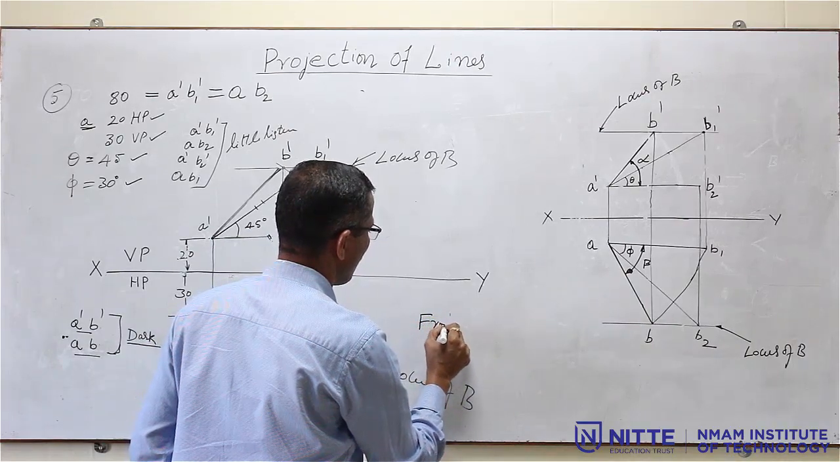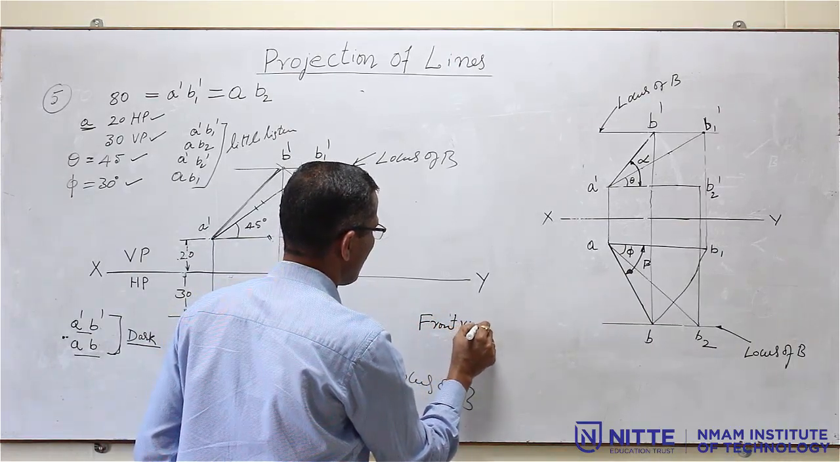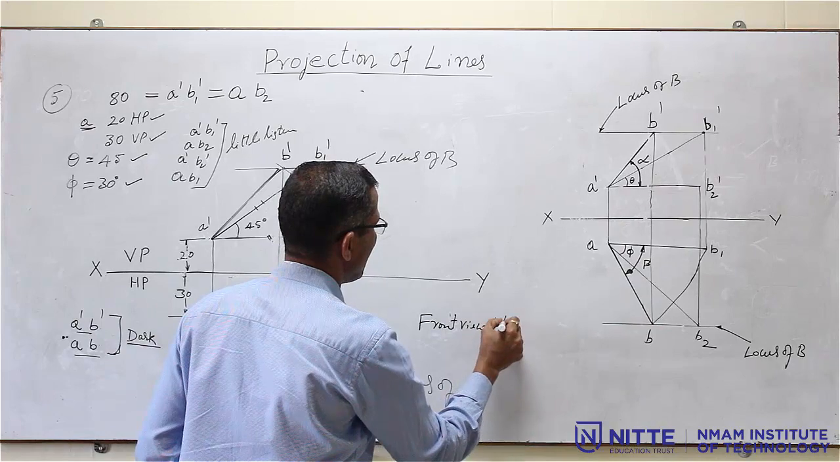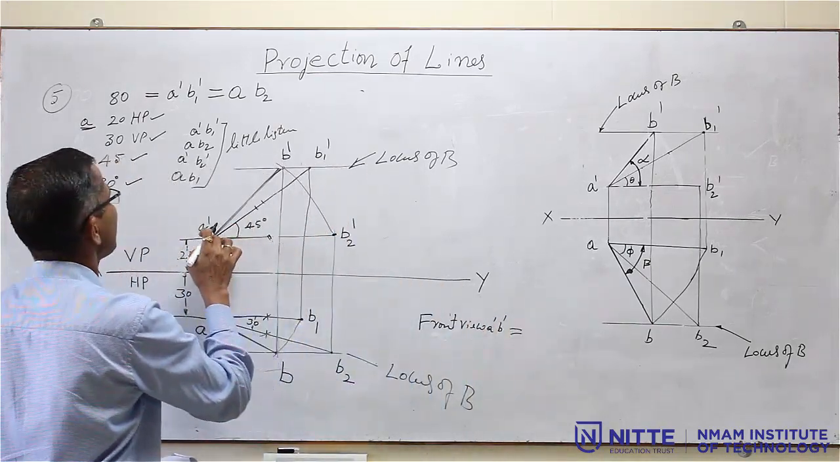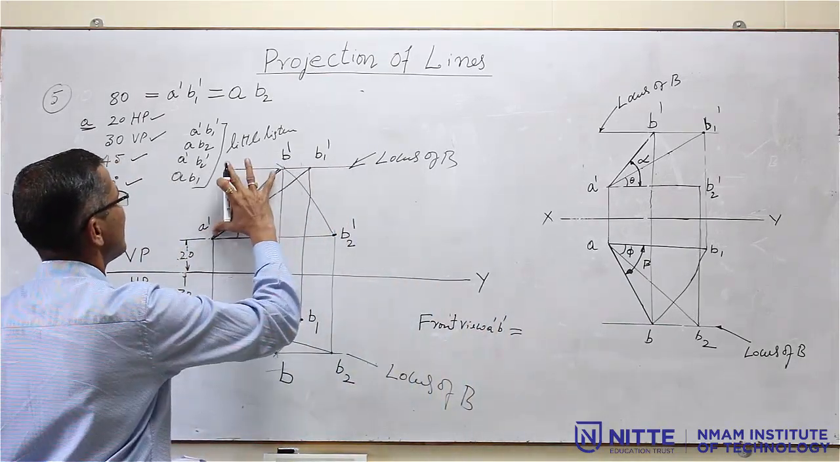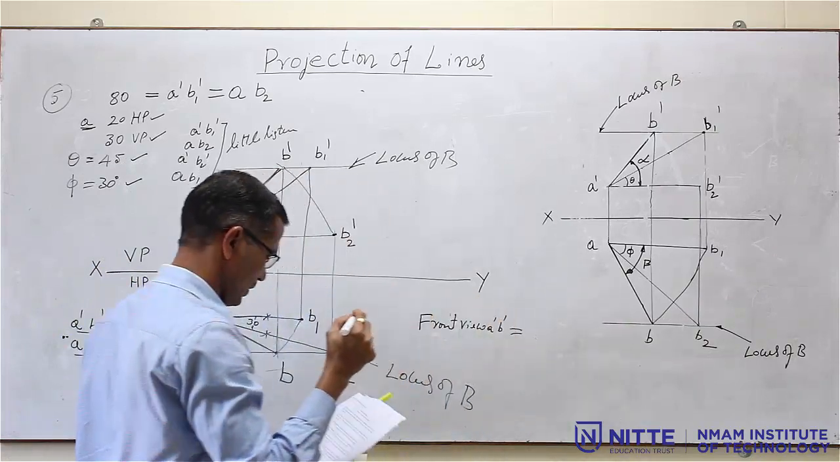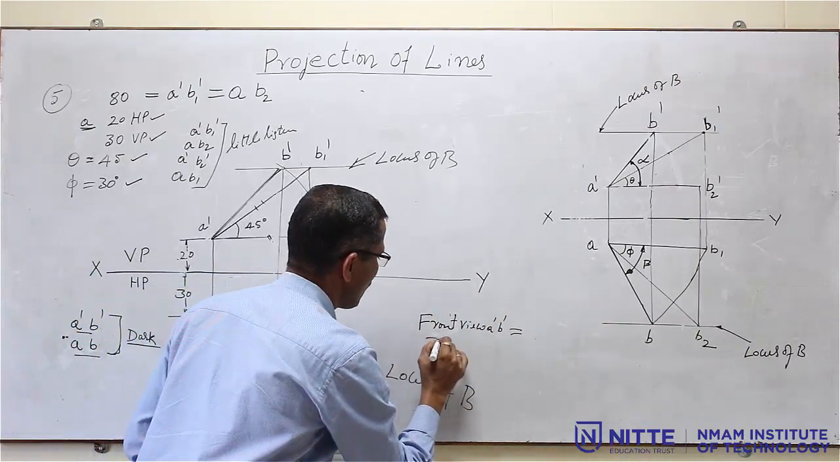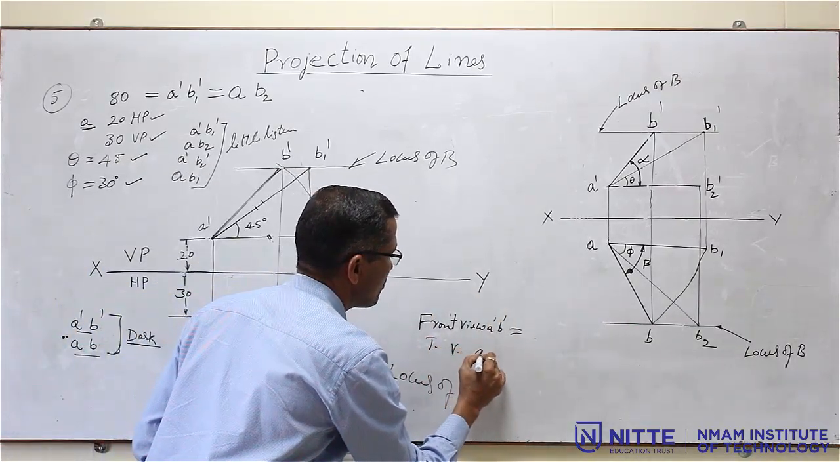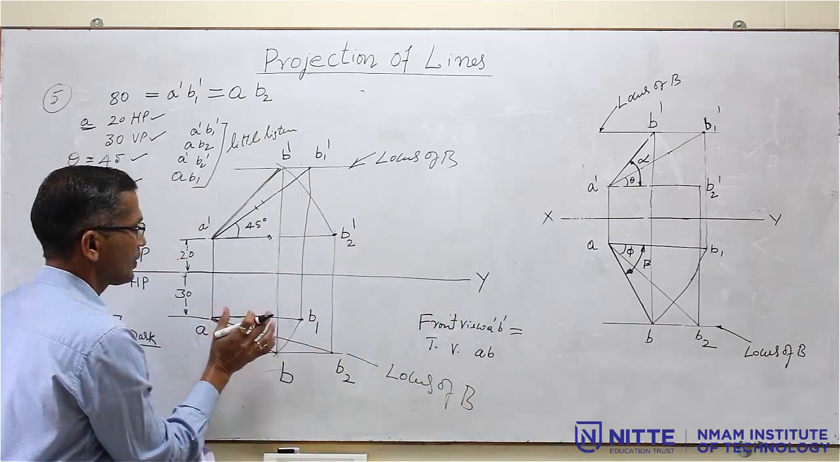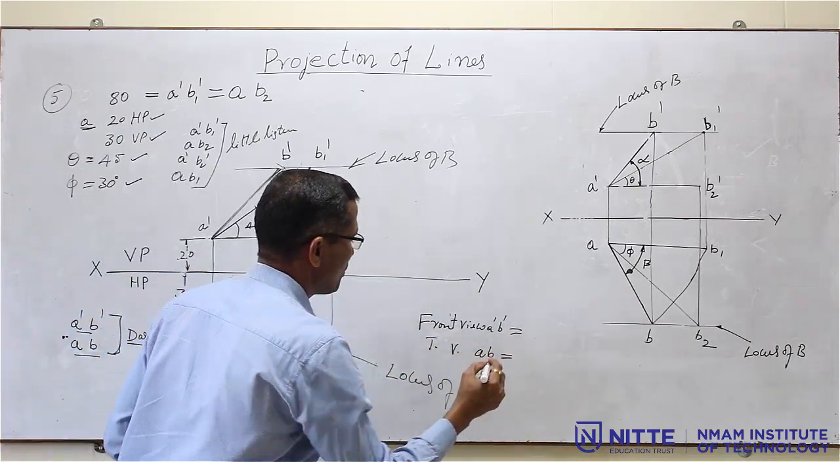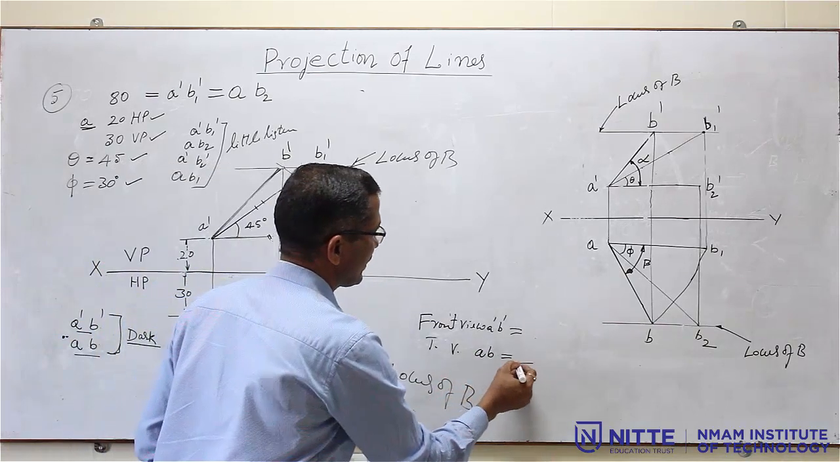Front view, that is A dash B dash, equal to how much? You have to measure this distance and give the number. Similarly, top view AB equal to how much? You have to give that.